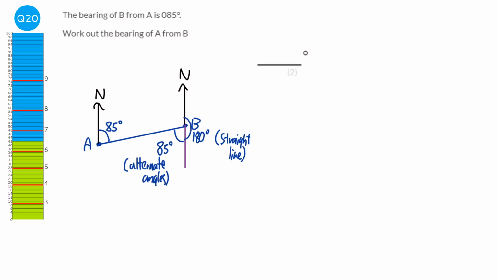And I'm not a fan of doing the reasons on the diagram, so perhaps I should have labelled this an X and this a Y and written X equals 85 and Y equals 180 somewhere else. And so to work out what the bearing is, I just need to do 180 plus 85. So 180 plus 85 is going to be 265 degrees.